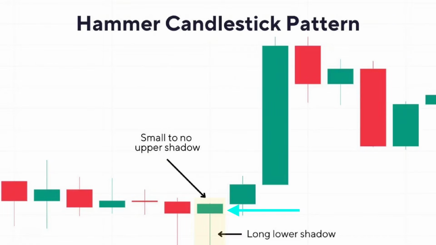Next, we have the hammer. This is a candle with a small body near the top and a lower wick. As you can see, price pushed lower and sellers thought they had control. But as we know, buyers stepped in and pushed it back up. And when that happens at support, especially after a pullback, it can be a strong signal that buyers are beginning to step back in.